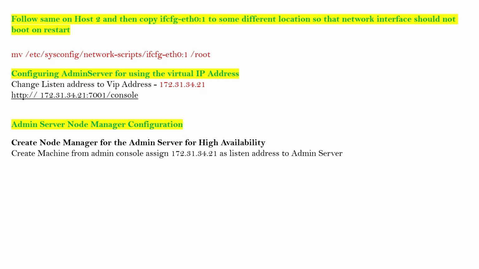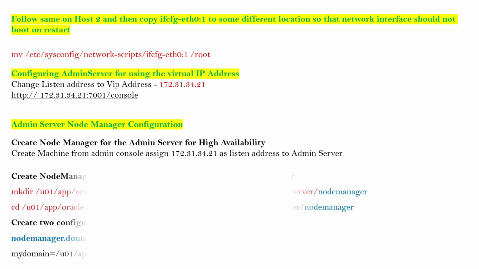So for that, there are certain basic steps. Okay, you have to only create a few files. And then with the help of those files, you can have a separate node manager up and running that you can point to your admin server. So for that, very simple. The first step is you can create a machine from your admin console. Now because our admin server is listening on this particular virtual IP, and the node manager that we are going to create is for the admin server, that means this node manager should be assigned the IP address of the virtual IP that we have configured, right? So create a machine from the admin console and assign this particular virtual IP as a listen address to the admin server.